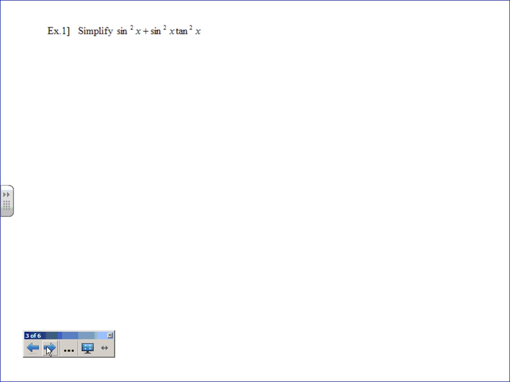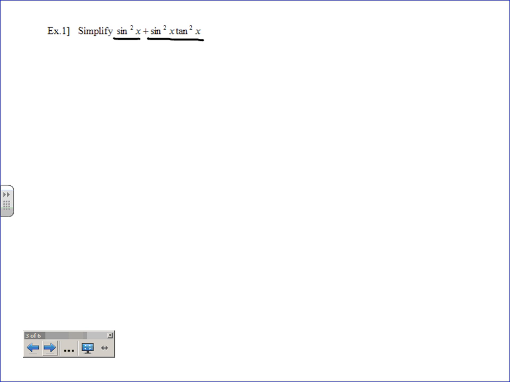Simplify. Well, I know it's definitely not solved, because what's not in this problem? There's no equal sign. So we're just trying to get this to look as easy as we can. So I look at it as though we have two terms. We have secant squared right there, and then we have secant squared tangent squared right there.